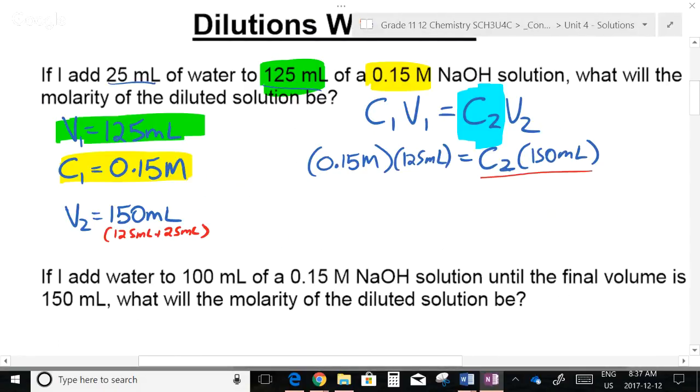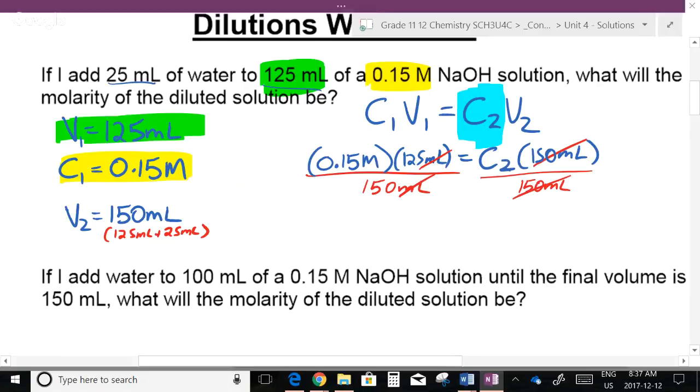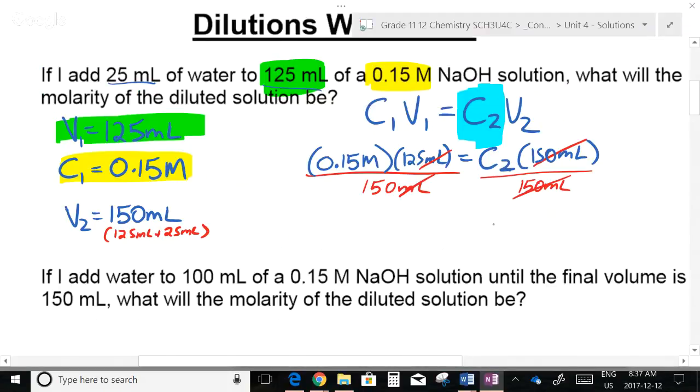I'm going to divide this side by 150 milliliters to get C2 by itself. And what I do to one side of an equation, I must do to the other. And let's note milliliters will cancel with milliliters. What unit will I be left with? Moles per liter. And what's the actual number work out to? It's going to be on the order of what? 0.1213? Is it 125?